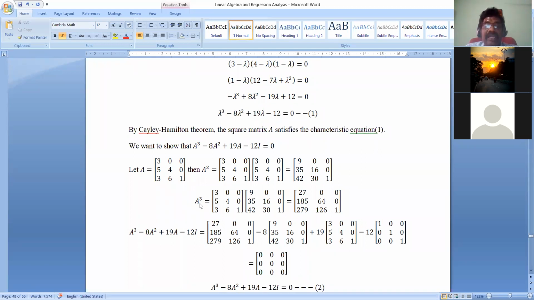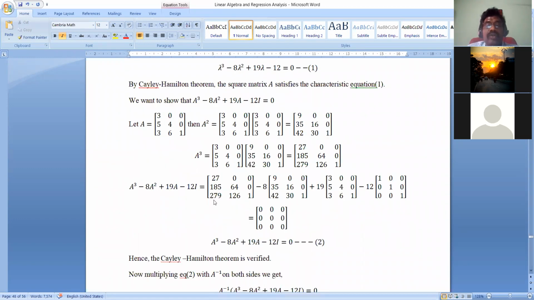Next, we have to find the value of A cube. A cube is nothing but A into A square. A is already known to you, that is [3, 0, 0; 5, 4, 0; 3, 6, 1]. Substituting this A square value, that is [9, 0, 0; 35, 16, 0; 42, 30, 1]. 3 9s are 27. Remaining values 35 into 0, 42 into 0, 0. That is nothing but 27.